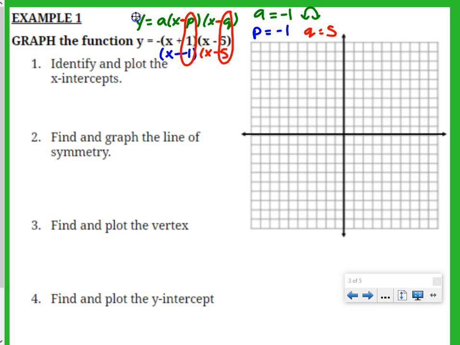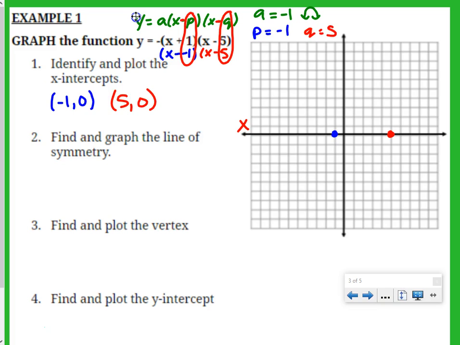So, identify and plot the x-intercepts. Well, p is one of our x-intercepts, and q is our other x-intercept. When we plot those, they go on our x-axis. So we have negative 1, 0, which is right here, and 5, 0, which is right there. Now we have our x-intercepts.